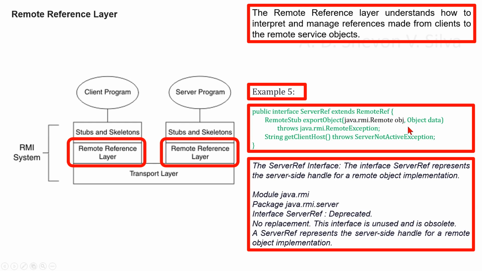The method getClientHost returns the host name of the current client. When called from a thread actively handling a remote method invocation, the host name of the client invoking the call is returned. If a remote method call is not currently being serviced, then the ServerNotActiveException is thrown.